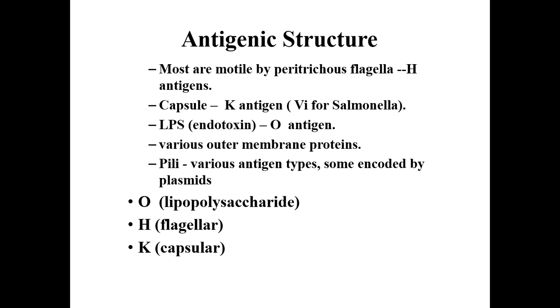Antigenic structure: most are motile by peritrichous flagella, H antigen, and capsule, K antigen, Vi for Salmonella, lipopolysaccharide endotoxin, O antigen, and various outer membrane proteins, pili, various antigen types, some encoded by plasmids. O antigen is lipopolysaccharide, H antigen is in flagella, and K antigen is the capsular antigen.